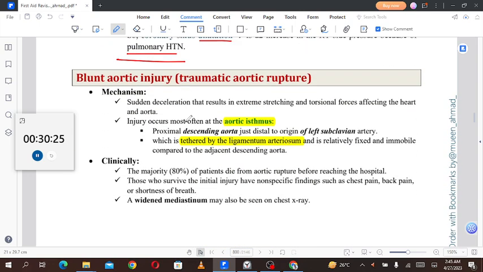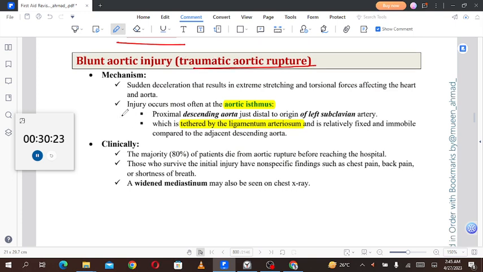Okay, what is blunt aortic injury, traumatic aortic rupture? Mechanism: sudden deceleration that results in extreme stretching and torsional forces affecting the heart and aorta. Injury occurs most often in the aortic isthmus, the proximal descending aorta just distal to the origin of the left subclavian artery. That part is called the aortic isthmus.